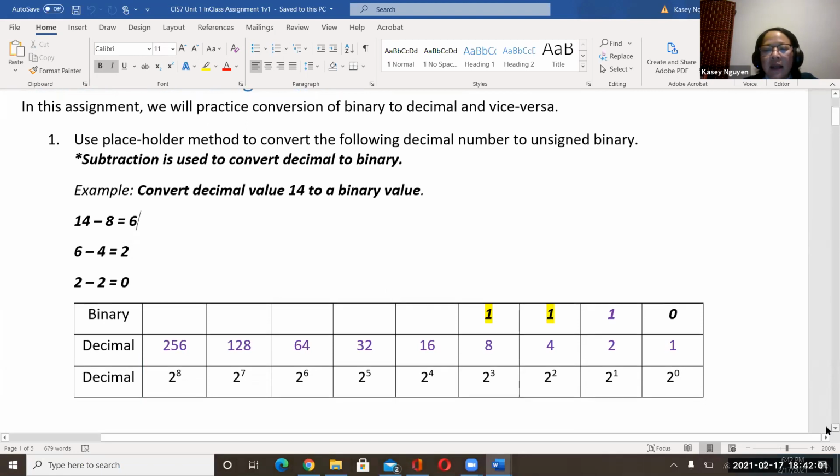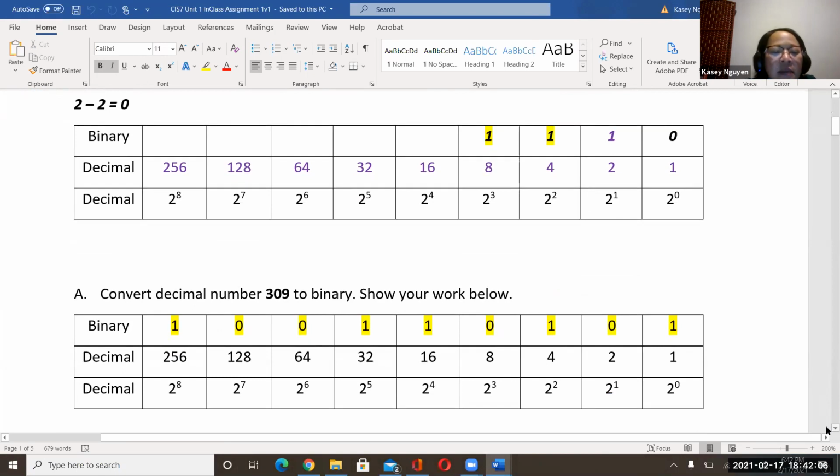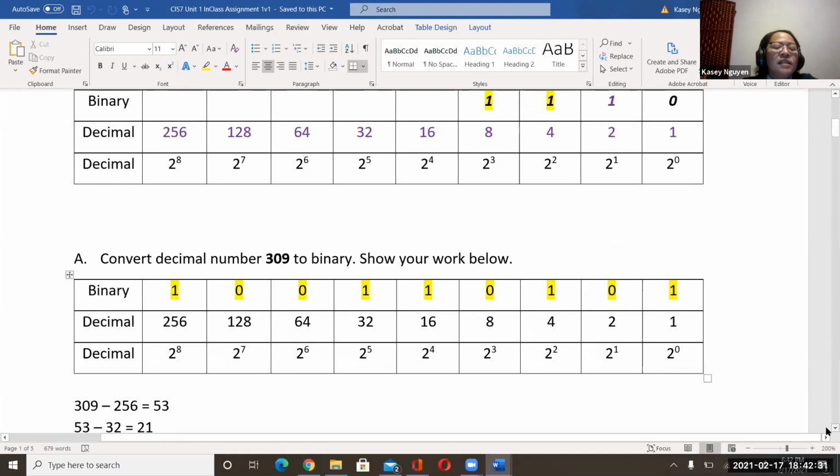Okay, let's do one together. Let's do the next one, 309. For A, convert 309, which is decimal, into binary. You look at this scale and ask what is the highest number I can subtract. That's going to be 256. So 309 minus 256 is going to be 53.